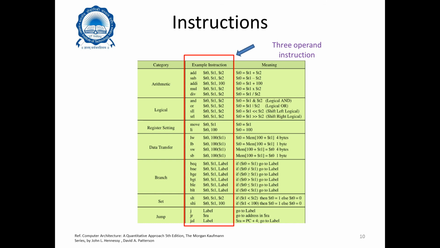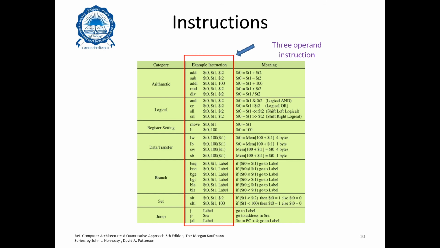Then we have ADDI, which is add immediate, that is adding the contents of $T1 with 100, which is a constant, and storing the value into $T0. Mul is multiplying the content of $T1 with $T2 and storing into $T0. Division is dividing the content of $T1 by $T2 and storing into $T0. So these 5 instructions are very popularly used in arithmetic type MIPS 32-bit processors.